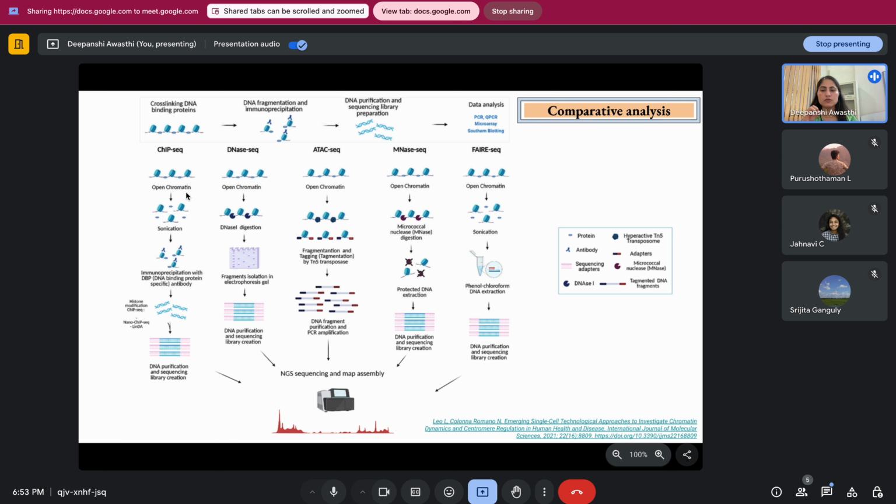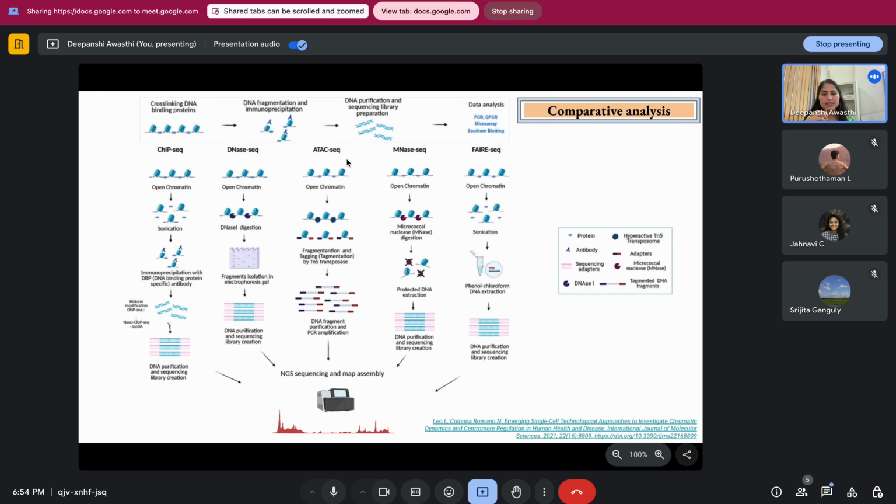But in ChIP-Seq you look for the open chromatin, you go for sonication. So open chromatin here means that you open the chromatin first and then you check for the histone proteins which are attached to the DNA regions, and then you go for the fragmentation, sonication, immunoprecipitation and DNA purification. Similarly in case of DNase Seq you have open chromatin. Instead of fragmenting it, you go for the DNase digestion, and then the freely accessible DNA will be available. Those fragments will already be obtained. You will go for electrophoresis where you will separate those bands on the gel, and then you will purify that DNA and sequence the library.